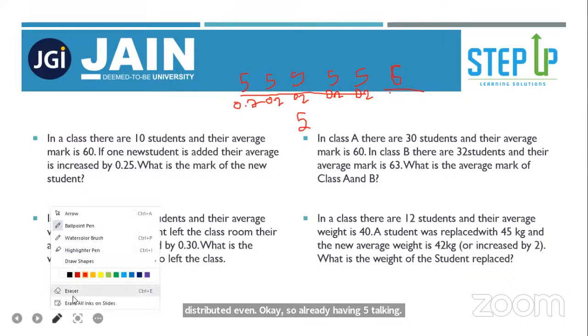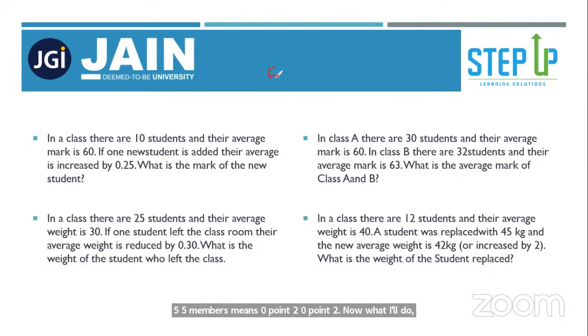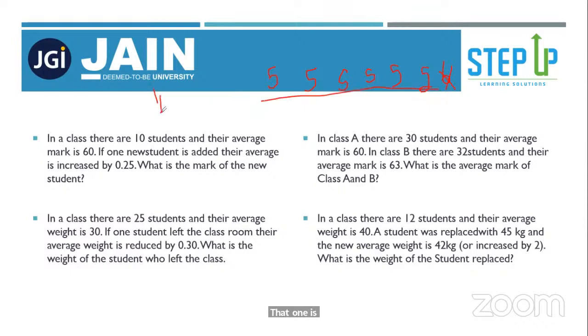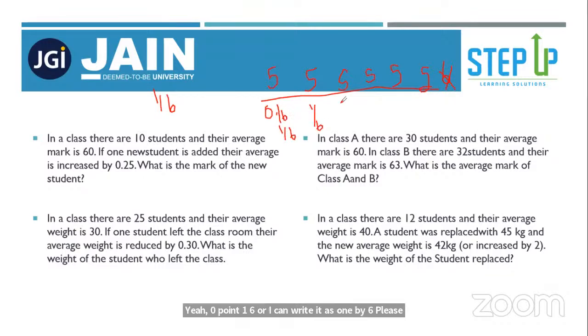Now I'm just erasing it to make you understand better. So 5 members, 5 chocolates each: third member 5, fourth member 5, fifth member 5. The 6th has 1 chocolate more, I could distribute as 0.2, 0.2, 0.2. But this person's share is cut, and they have written it as 5. That 1 is divided among 6 members. So it is 1 divided by 6. Did you get that? It's 0.16, or I can write it as 1 by 6. Each place it's going to be 1 by 6.